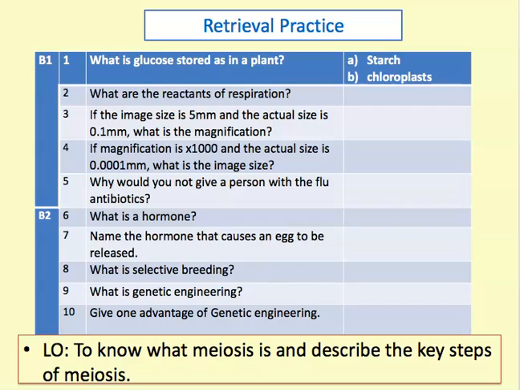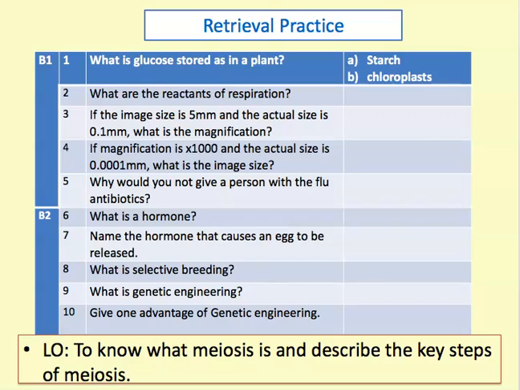Okay, number 1, what is glucose stored as in a plant? The answer is starch. Starch is an insoluble molecule, that's why it's stored as starch. Number 2, what are the reactants of respiration? The reactants are glucose and oxygen, and that's for aerobic respiration.